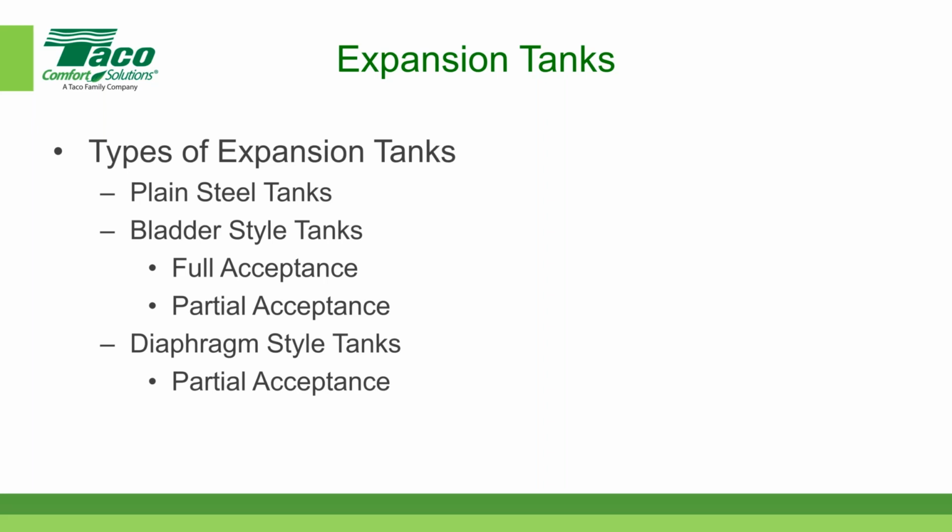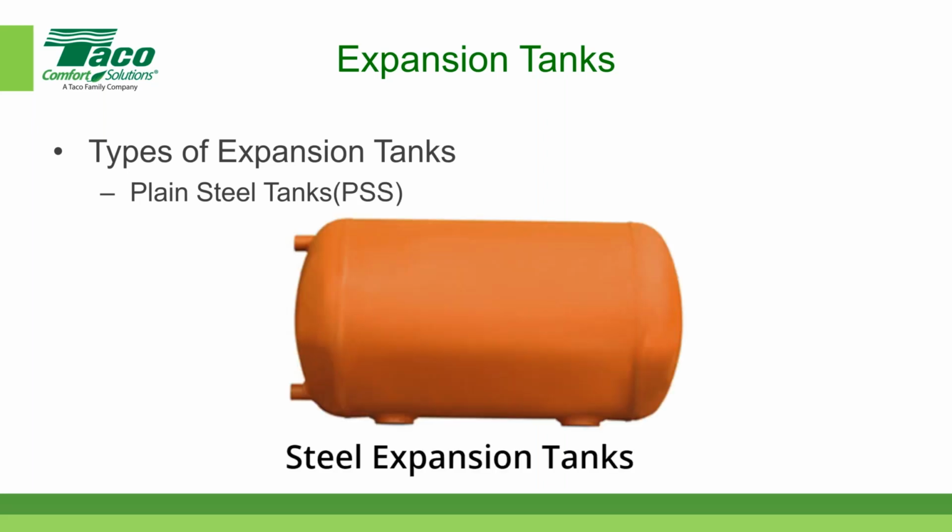So let's take a look at some photographs to see what they look like. The very first one is called a steel expansion tank, otherwise known as a plain steel tank or PSS. And these tanks are, as the name implies, just a steel container. I will mention that all of TACO's expansion tanks are ASME certified, and this plain steel tank is also ASME certified. And if you'll notice, the plain steel tank only has 4 connections.